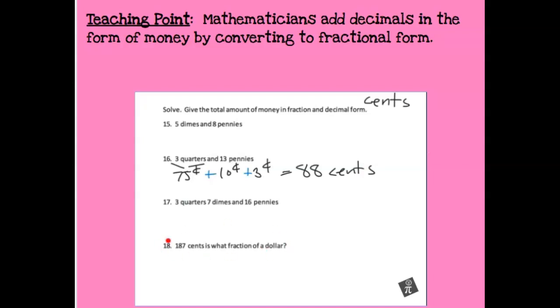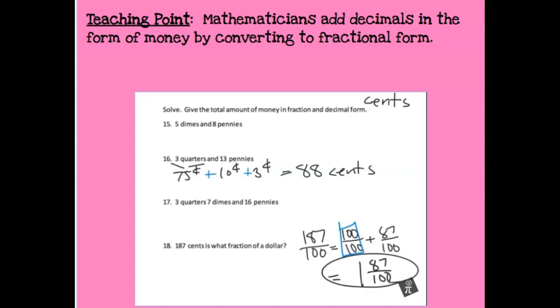And again, down here, 187 cents is what fraction of a dollar? Now this is curious, because if you think about it, 187 cents is 187 over 100, and that's equal to 100 hundredths plus 87 hundredths. So I kind of did a number bond. I did decomposition, and we know that this is one whole dollar. So that equals 1 and 87 hundredths of a dollar.